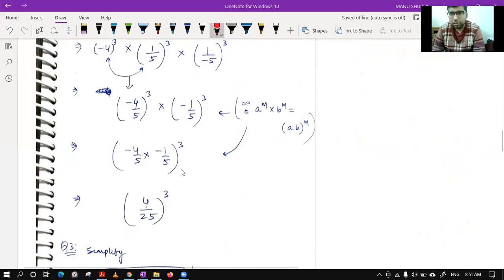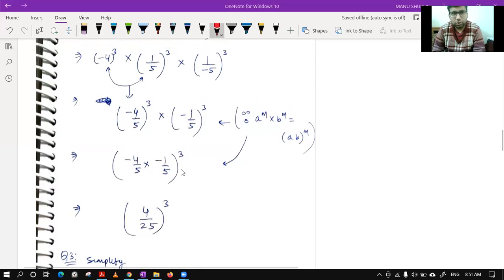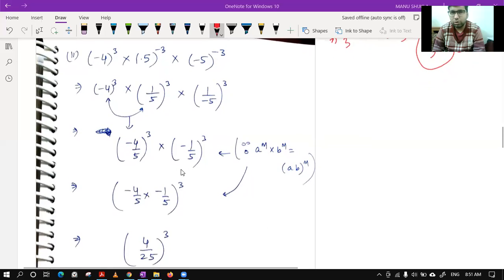Okay. Sir, is it important to mention identity? Sakshi Goel. Yes, Sakshi, it is very much important because how you got that formula, you should tell.